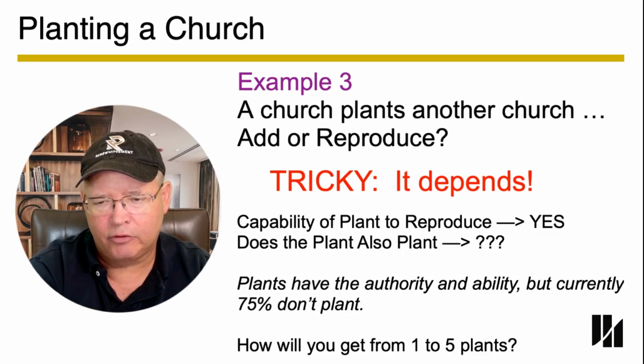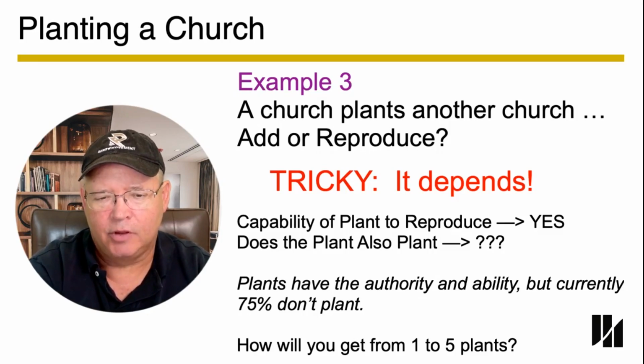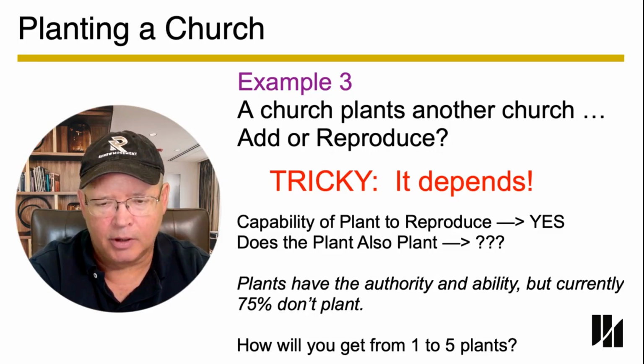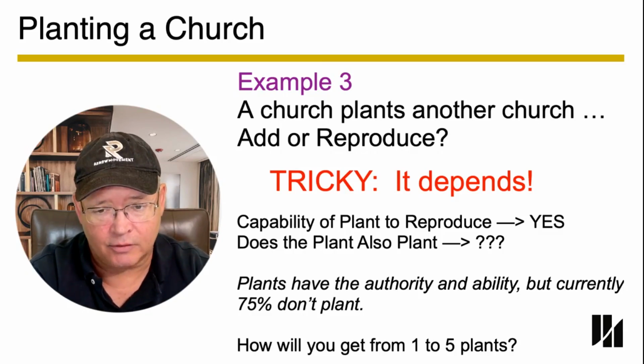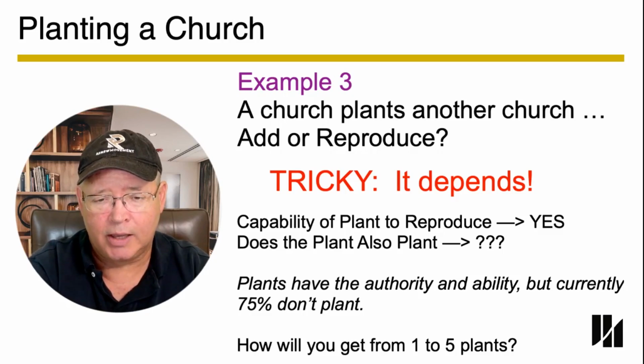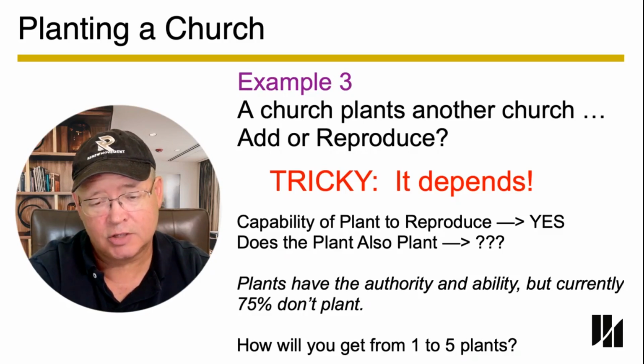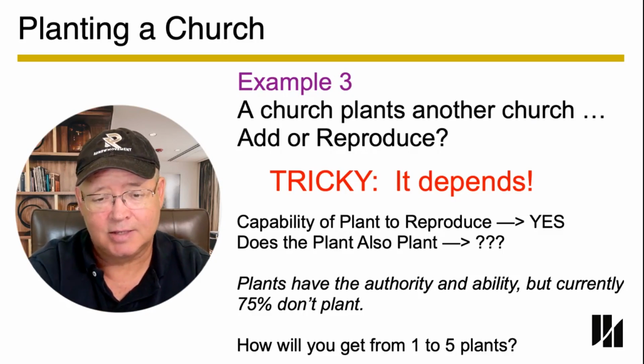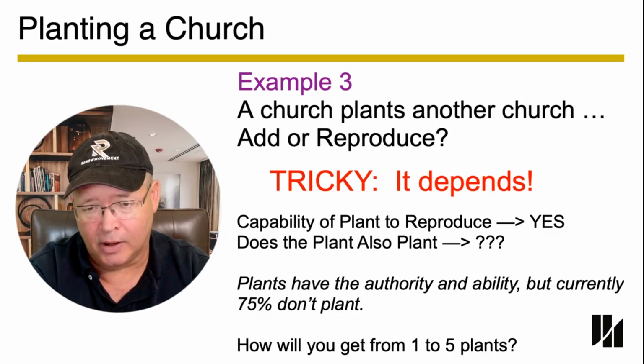And here's why it's tricky. The first of our two questions, does the church plant have the authority, capability to reproduce? In almost every case, the answer is yes. When you plant an autonomous church, they have the authority on their own to turn around and plant another church. So we get the yes on the first question. But here's what gets us in trouble in the U.S. church. The second question then is, does the plant turn around and plant?